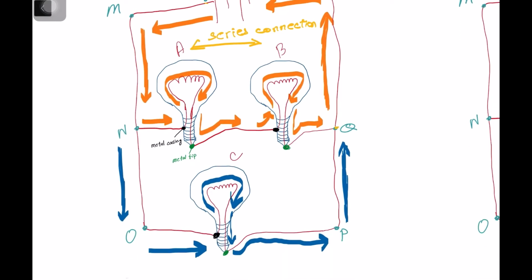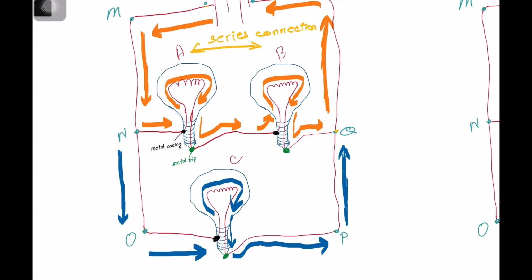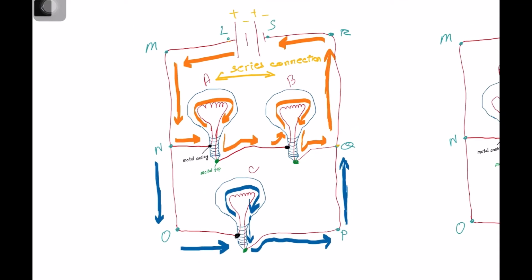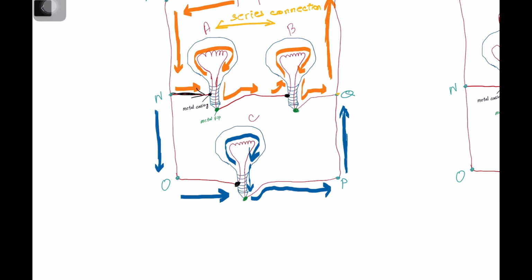And if you see, bulb C is connected in a parallel connection to bulbs A and B. And the thing about parallel connections is that the same amount of electricity flows through each path. So the amount of electricity flowing from point N to bulbs A and B would be the same as the amount of electricity flowing from point O into bulb C.